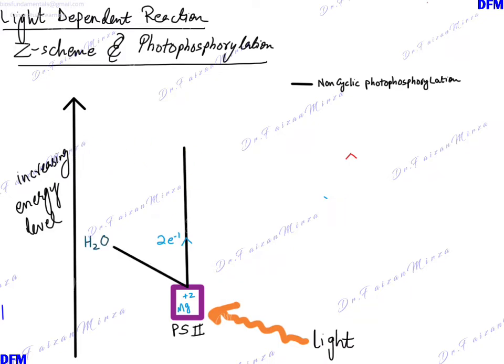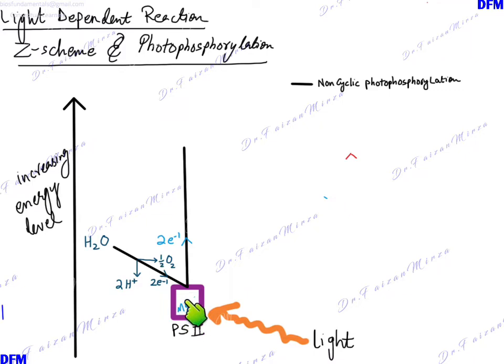At the same time, water, which has this amount of energy, undergoes photolysis. When water undergoes photolysis, it ends up producing 2H plus ions, 2 electrons, and half an oxygen. I'm representing the 2 electrons coming from the photolysis of water in dark blue, and these 2 electrons will fall into PS2.